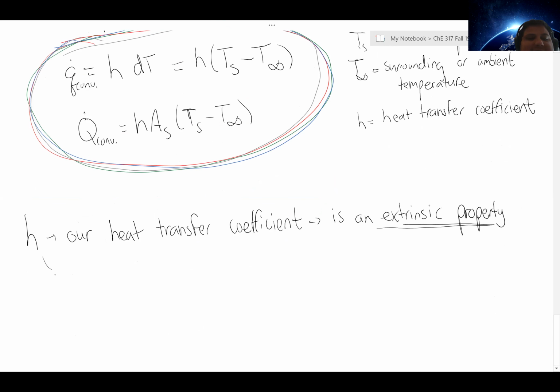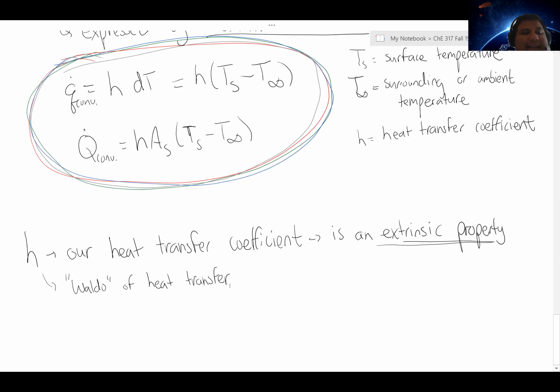I also like to consider this the Waldo of heat transfer. Especially as it applies to this class, because what we'll find when we start looking at heat transfer equipment, 80% of the work is finding your heat transfer coefficients. Because there's so many things that are involved in identifying it that you have to consider. It's the Waldo, and that's who you got to find.